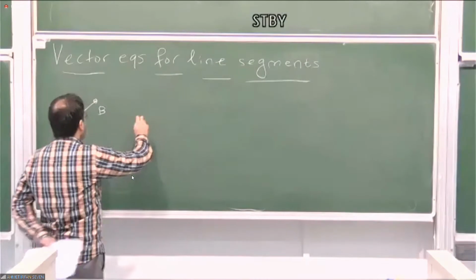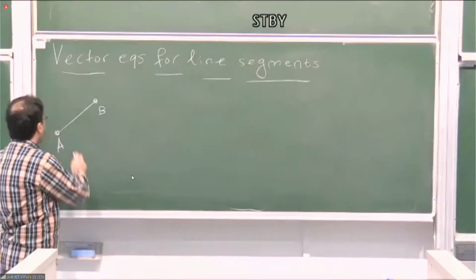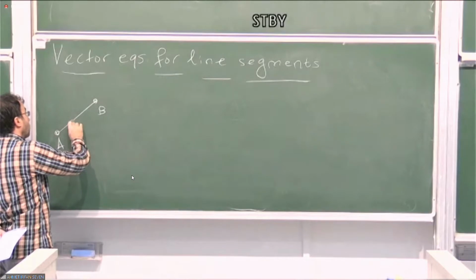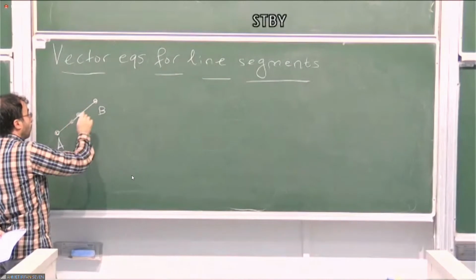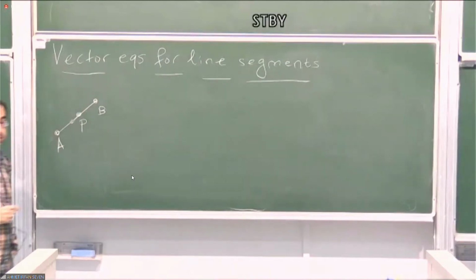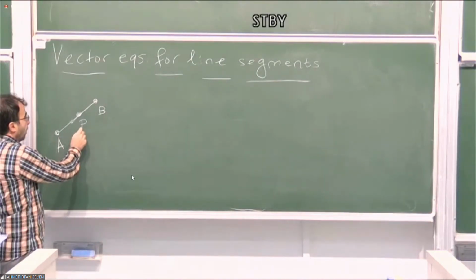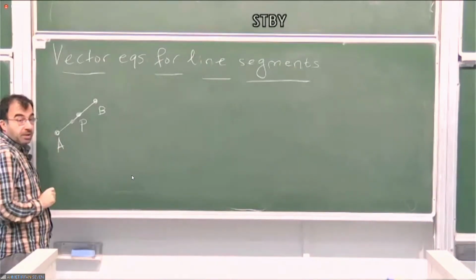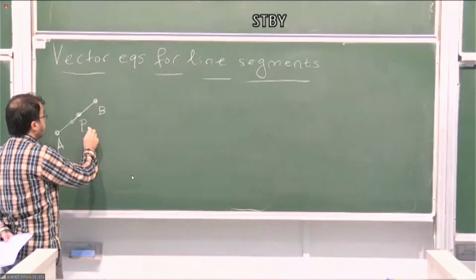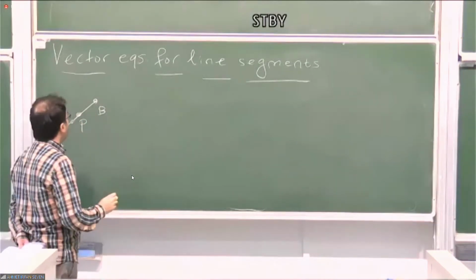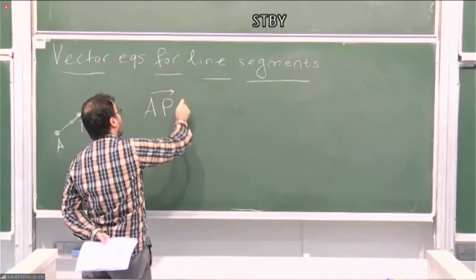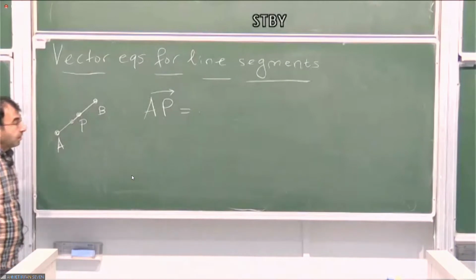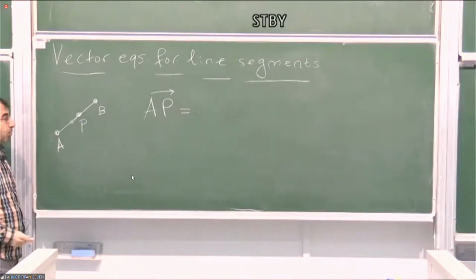Well, again, we consider this using vectors. What do we want to do? We want to give an equation for this line segment, meaning that we want to describe a typical point, P, on this line segment. How can we describe it? Well, using vector notation, it will be very easy.